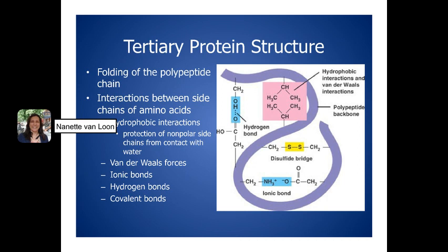Just like secondary protein structure is superimposed upon primary protein structure, we're going to see now that tertiary protein structure is superimposed on that. In tertiary protein structure, we're looking at the folding of the complete polypeptide chain. Rather than just local areas in the chain, we're going to see how the complete chain folds in a very specific shape, giving the protein its active conformation.